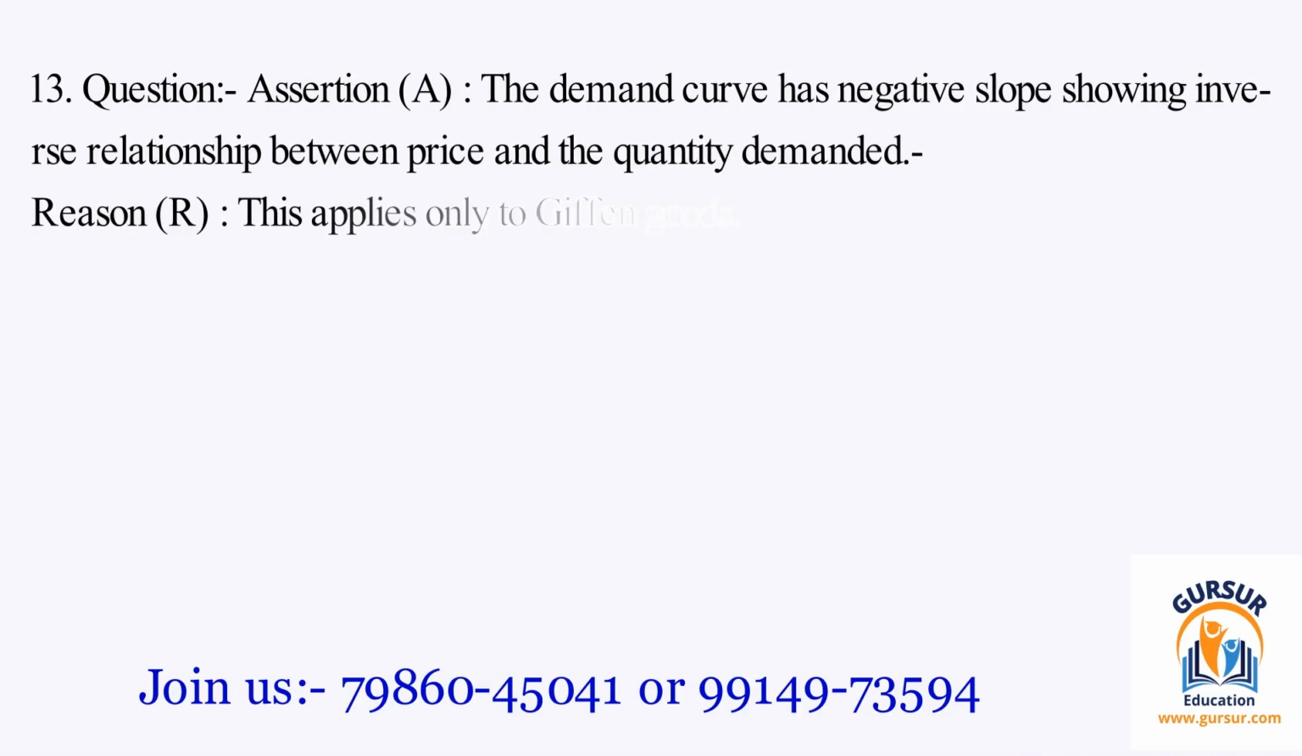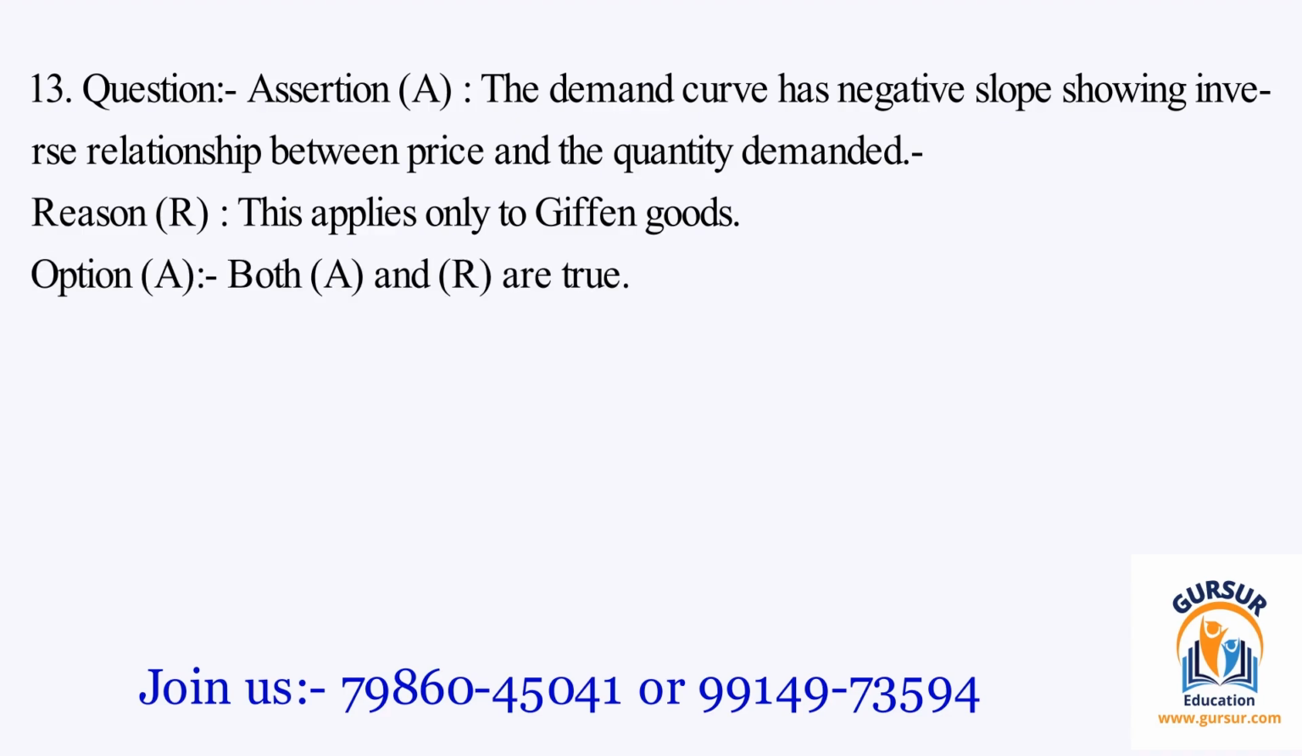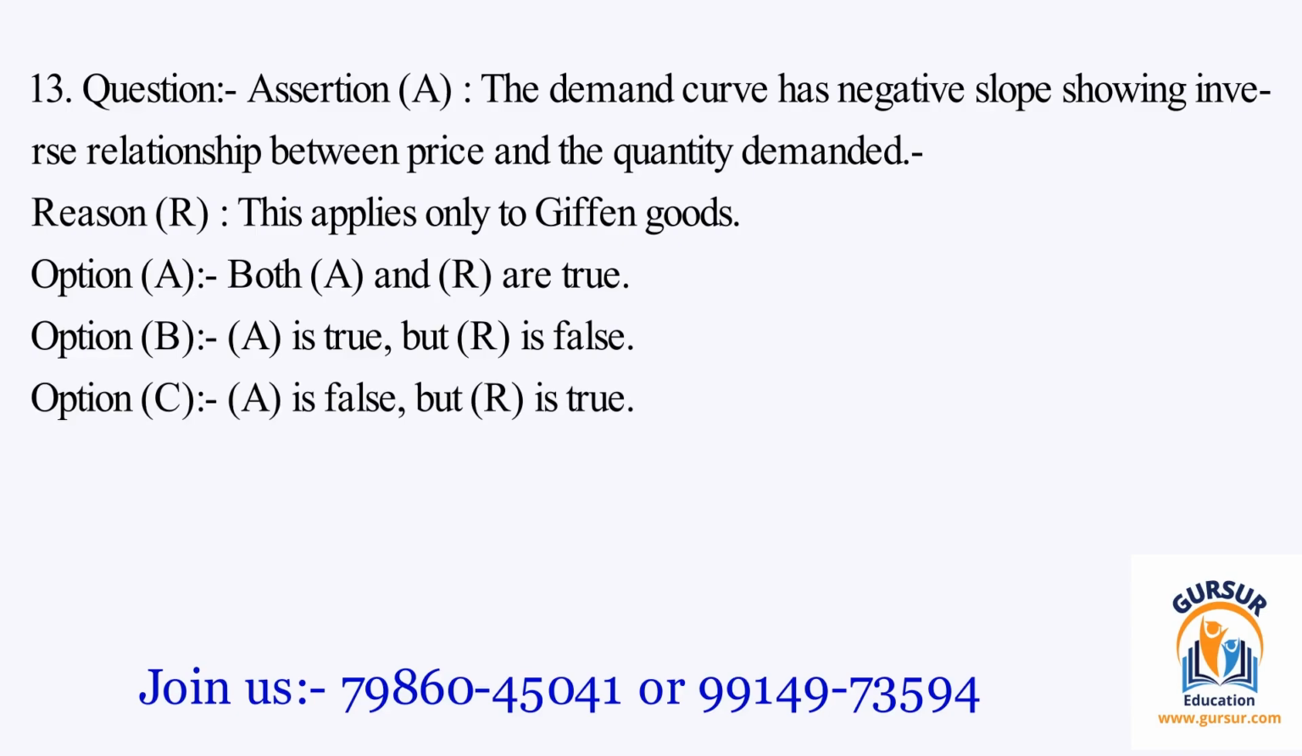Question number 13. Assertion, A: The demand curve has negative slope showing inverse relationship between price and the quantity demanded. Reason, R: This applies only to given goods. The option A is, both A and R are true. The option B is, A is true, but R is false. The option C is, A is false, but R is true. The option D is, both A and R are false.